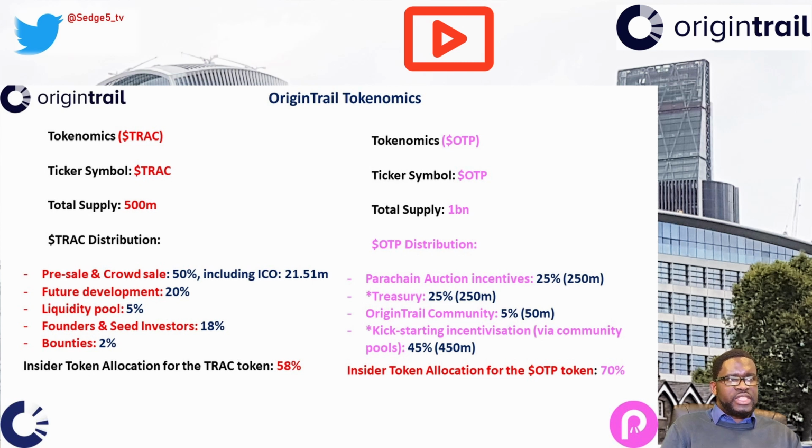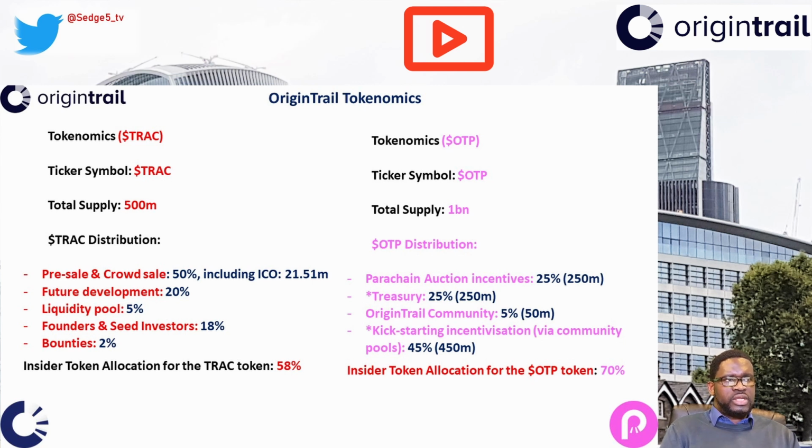The second one is the parachain on the Polkadot network, and the ticker symbol for the token that powers that parachain is OTP. Total supply is 1 billion. Circulating supply, I don't think this is launched yet, or the information is not available from the records we've reviewed. OTP distribution: those who participated in the parachain auction incentives were allocated 250 million or 25% of the total tokens available.